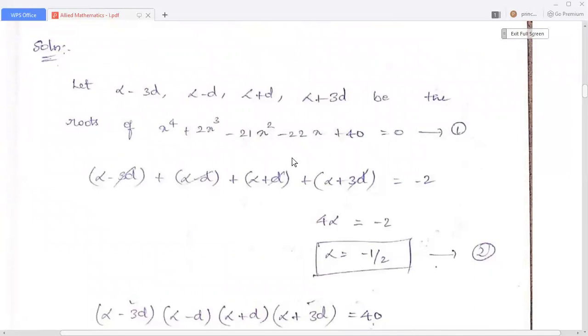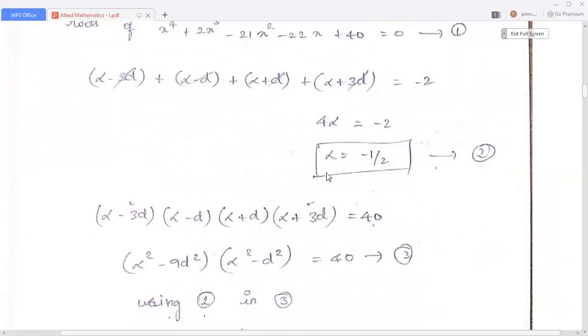The sum of all the roots is equal to -2. In this, -3d plus 3d, and -d plus d get cancelled. So when you add these things, we get 4 alpha equal to -2. Therefore, alpha equal to -1/2.